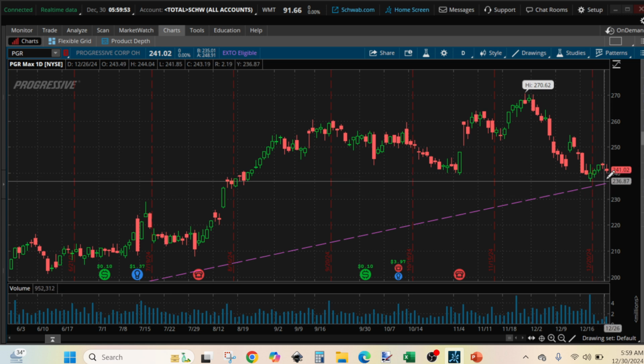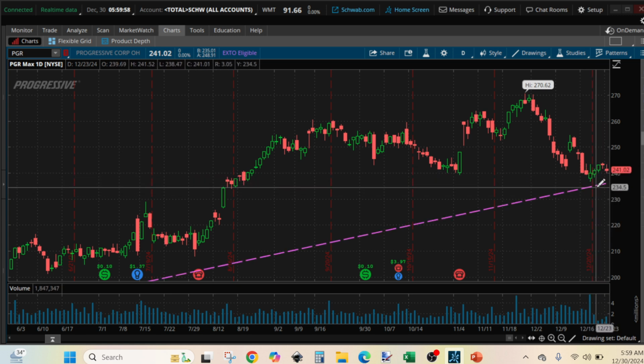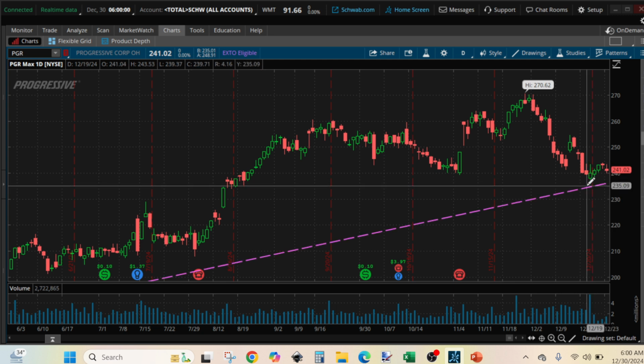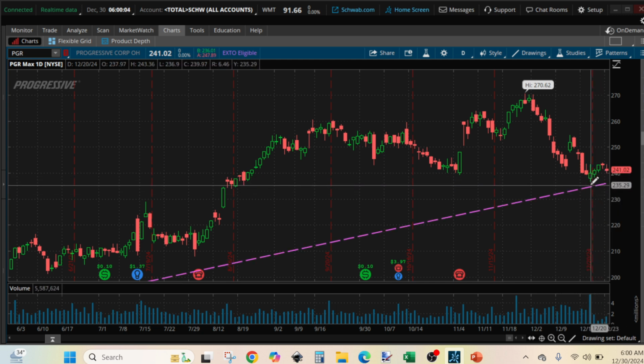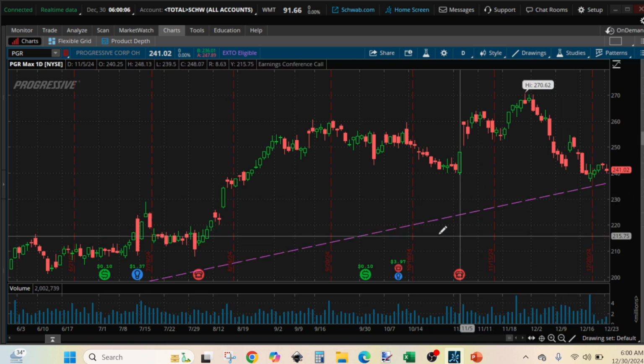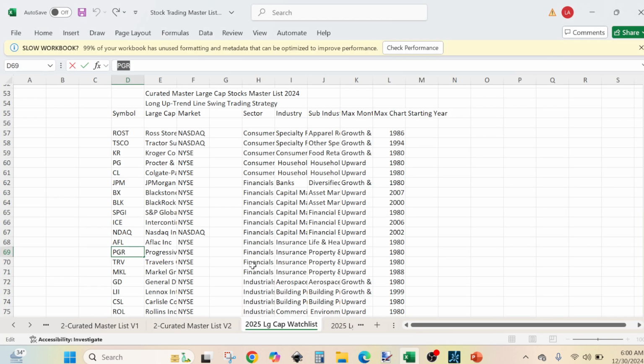But yeah, we just want to make sure this is the trend line that it is pulling back to, and it starts trending up, and then we can get in close to that line. But at this point, we are not going to do anything.